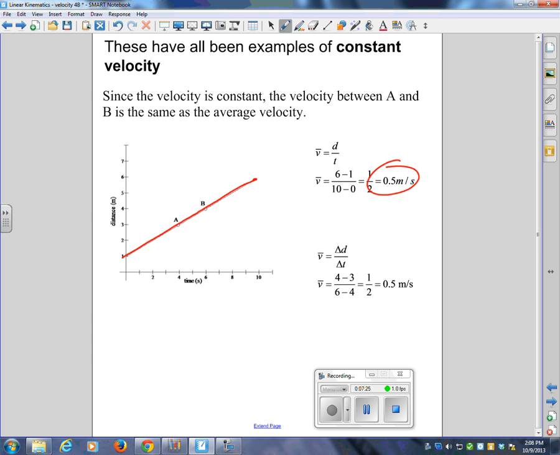The velocity between points A and B, which I'll draw in a darker color here, between A and B, how much is the displacement? It goes from 3 to 4, so 4 minus 3, and it takes from 4 to 6 seconds. Why are those numbers the same? Because the line is linear, or straight. The line is straight, and constant velocity is a straight line.